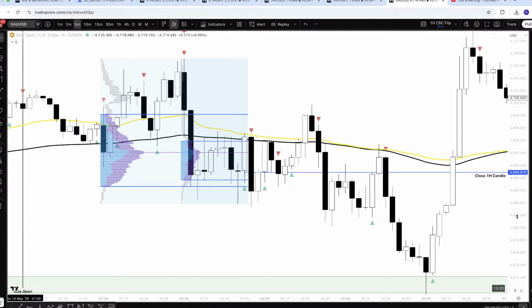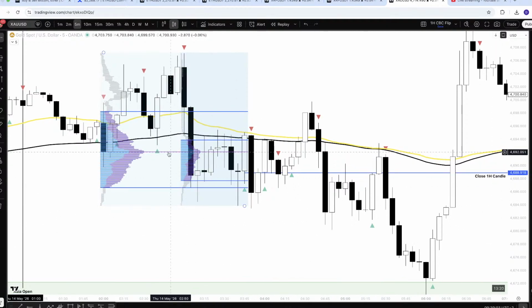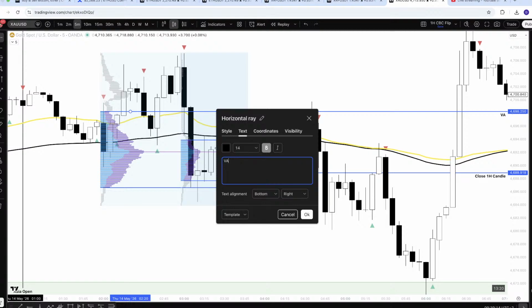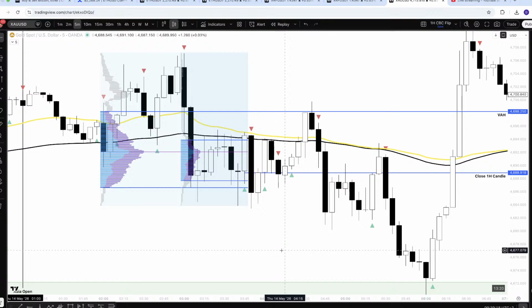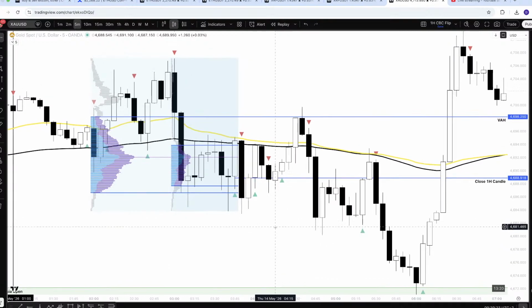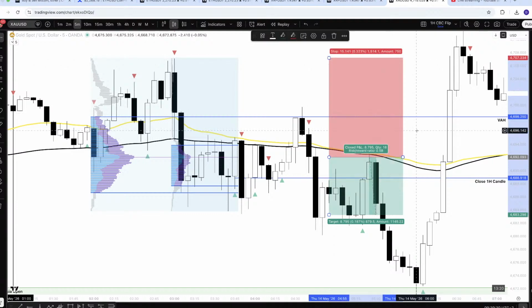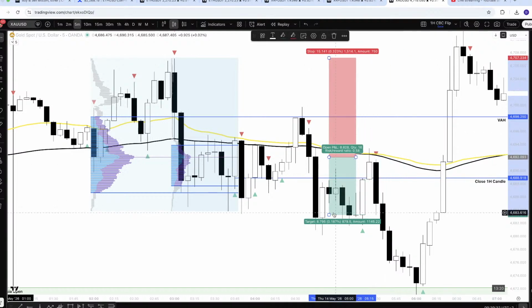Now we have a little bit different entries, where the point of control still stays the same, but now we have a volume area high from those both candles, which is here. And this is the volume area high from the two candles that the flip happened. So now you can have different orders. You can have one order on the point of control. I like this entry, of course with a limit. This is one, I risk $100 on that.